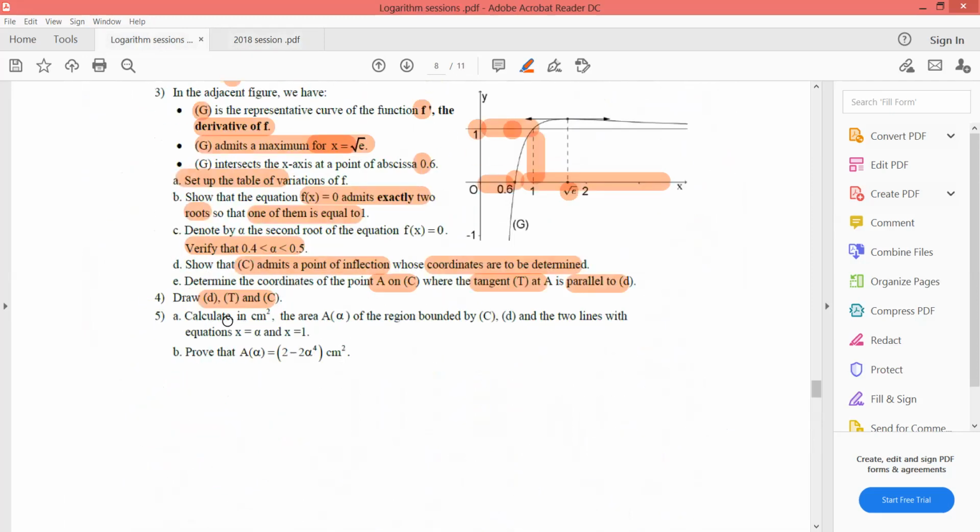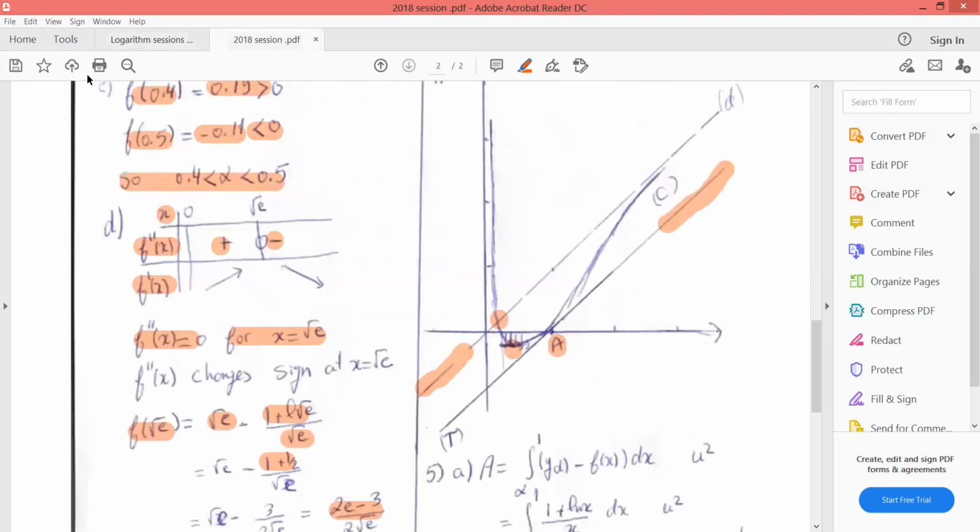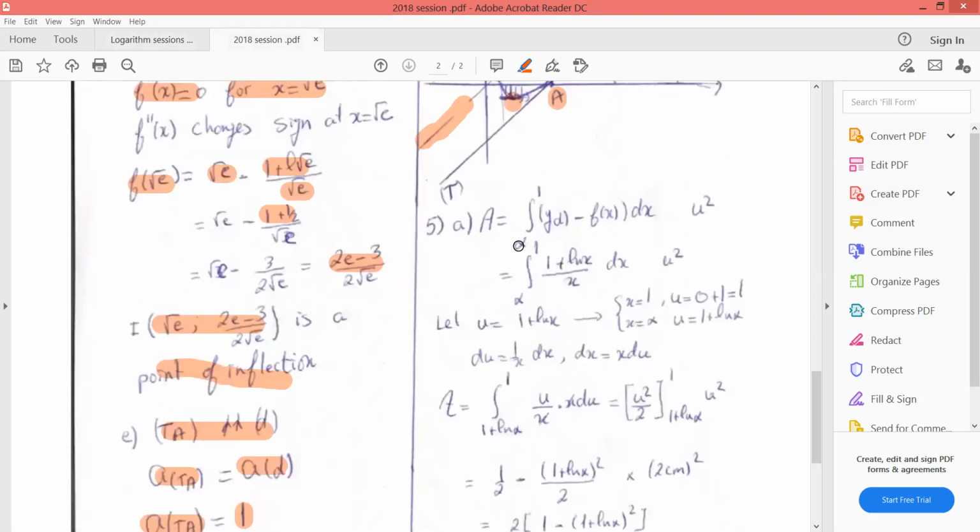Now, calculate in centimeter square the area A alpha of the region bounded by C and D and the two lines of equation x equal alpha and x equal 1. So the area is equal to the integral from alpha to 1 of yd minus fx dx, in units square of area.